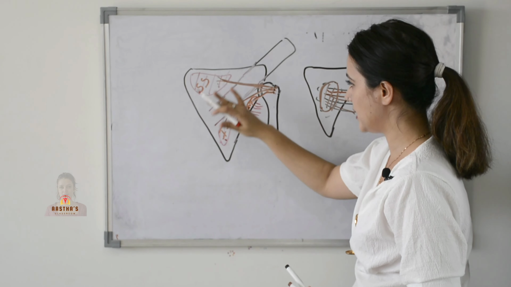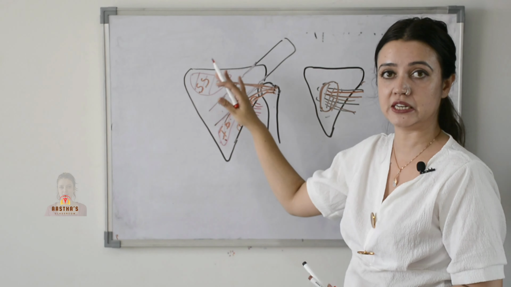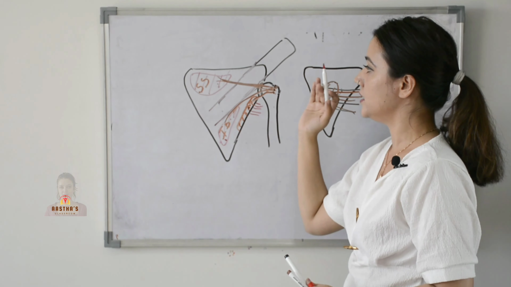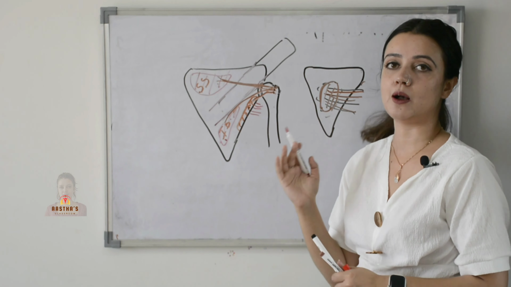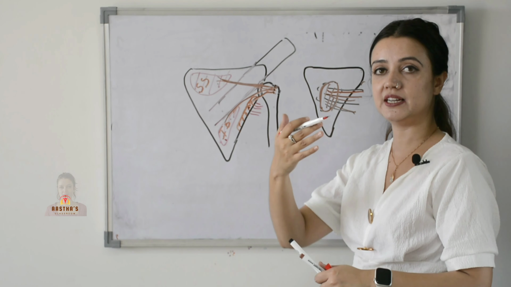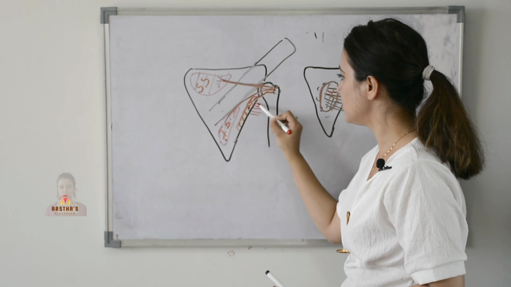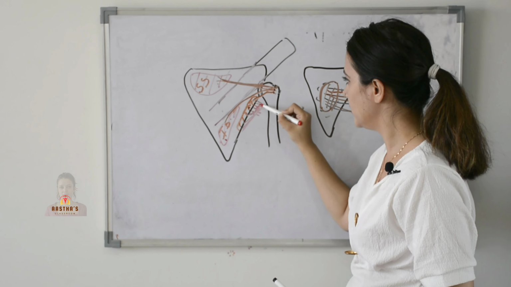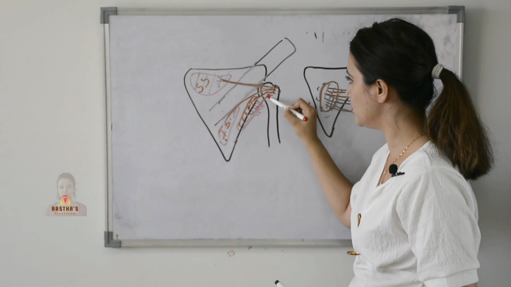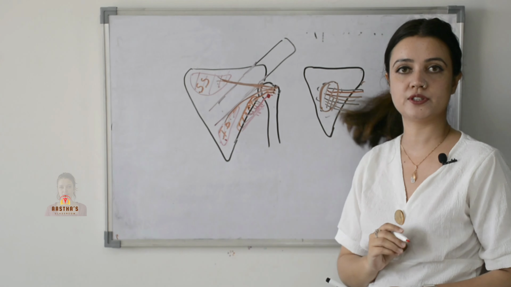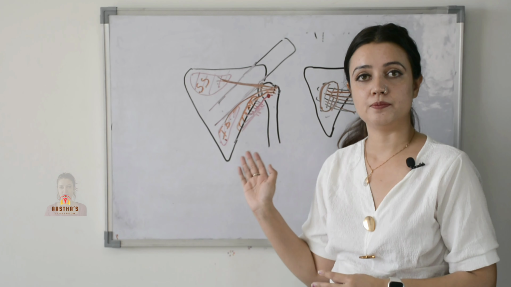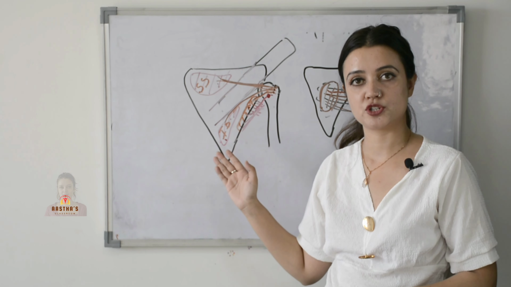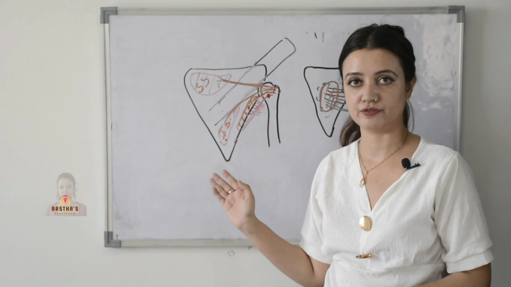So this is the outer part, or the posterior part, of the scapula. The subscapularis muscle comes from the costal surface, which is the inner part, and it comes from here and gets inserted to the lesser tubercle of the humerus. With this we have completed the origin and insertion of the rotator cuff muscles.